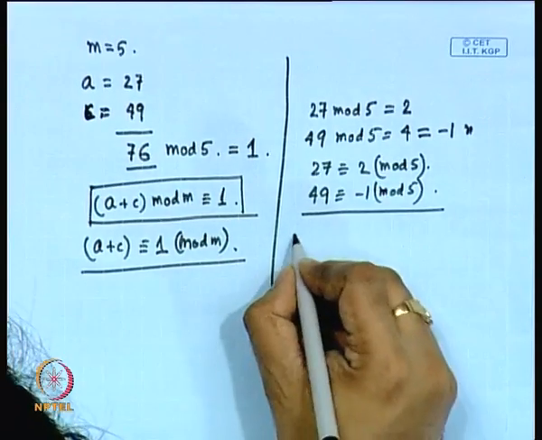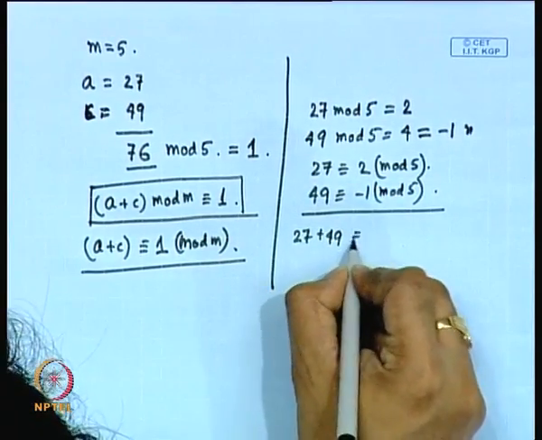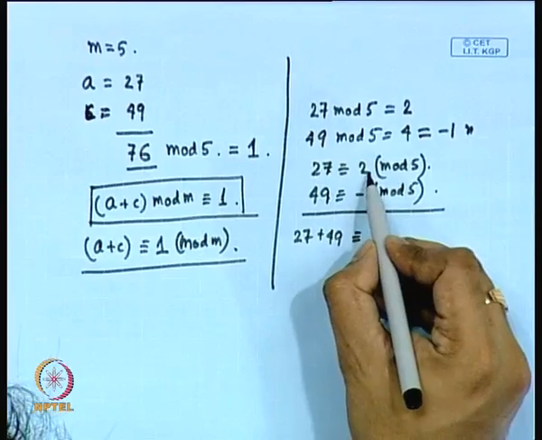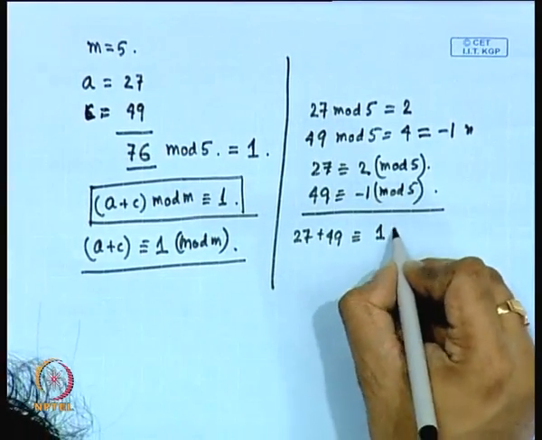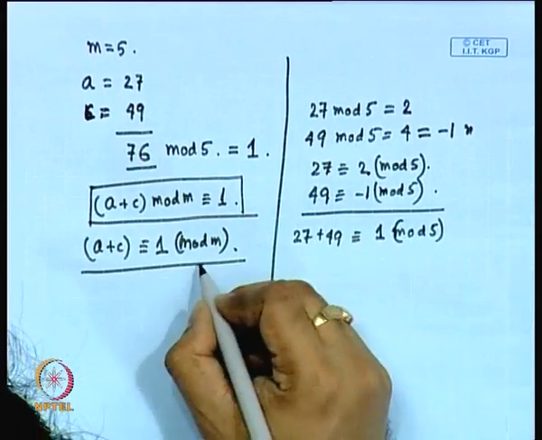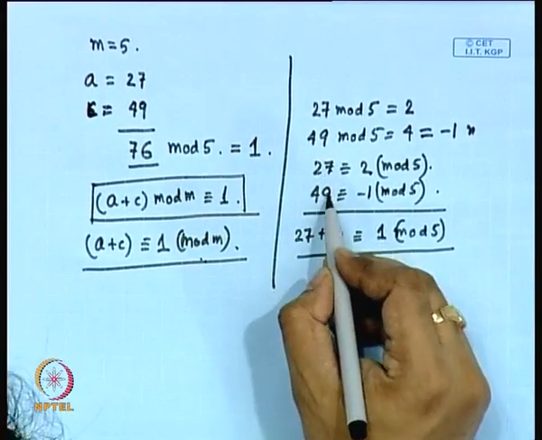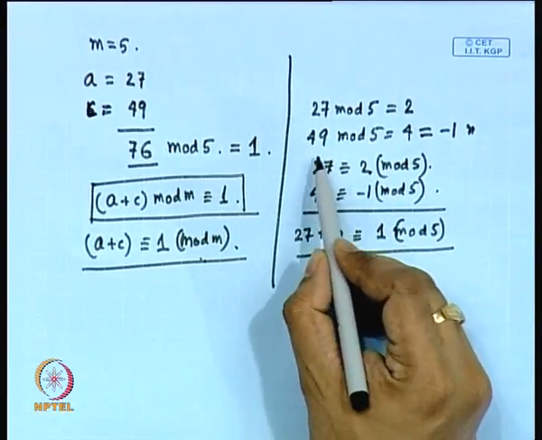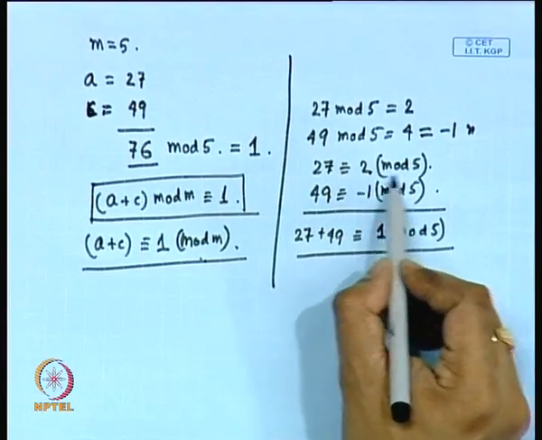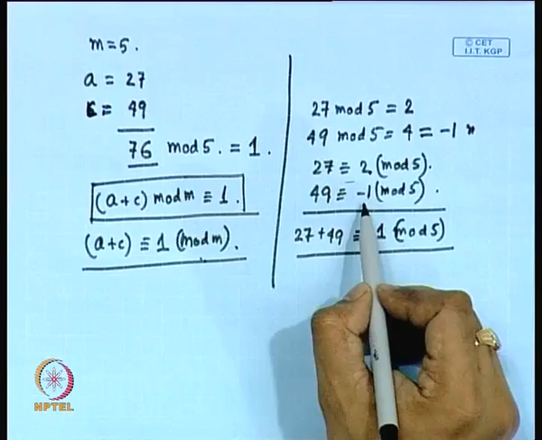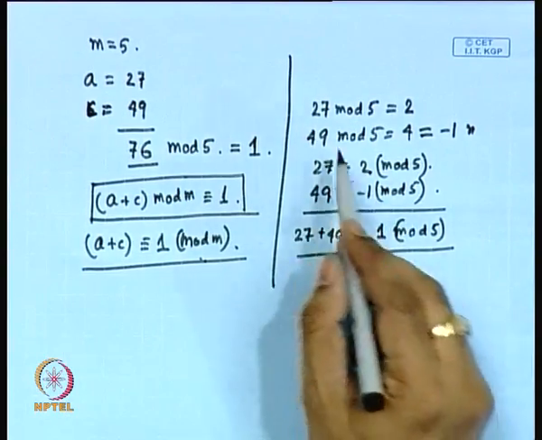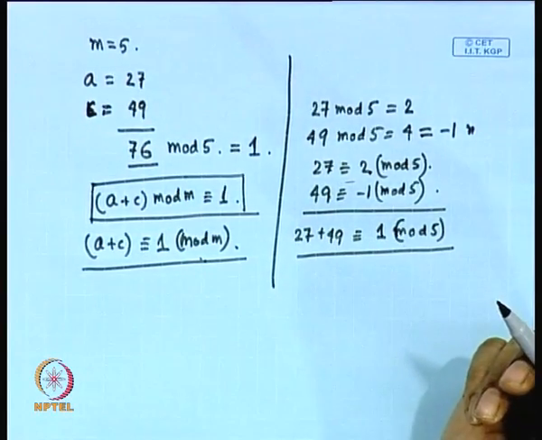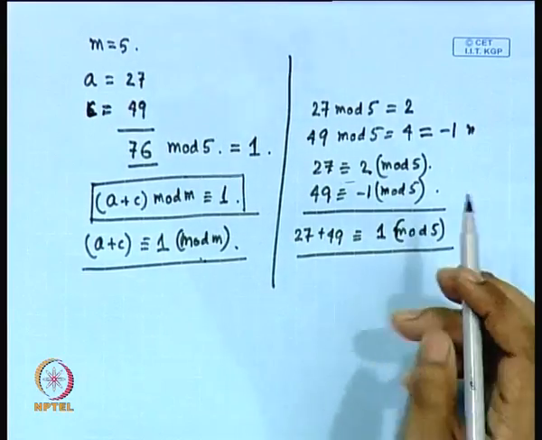Now instead of adding 27 plus 49 and reducing, I can add these two small numbers and I get 1 modulo 5, which matches this result. This means I need not do the additions with large numbers. When doing a modular operation, I do not need to add these large numbers. I can reduce each number modulo 5, and then add them. This technique can make our computations quite simple, and it is applied quite regularly in the implementation of crypto systems to make implementations easier.